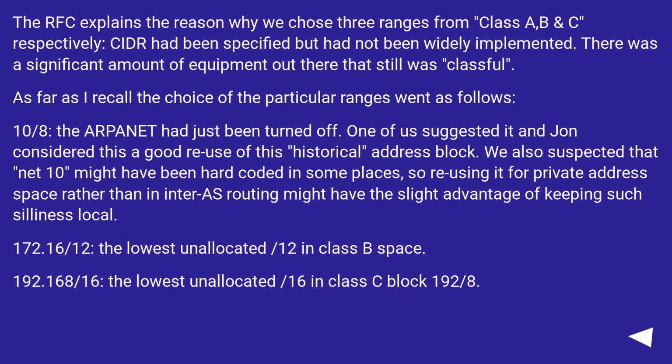172.16/12, the lowest unallocated /12 in Class B space. 192.168/16, the lowest unallocated /16 in Class C block 192/8.